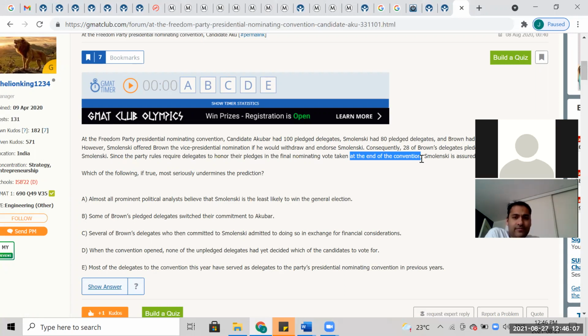Yeah, that is what I'm saying. I mean, there is a kind of gray area here, right? Yeah. And I think so. Had they said some of Brown's unpledged delegates decided to give their commitment to Akbar or something, then it would have been a more straightforward and a meaningful question. Yeah. So you didn't consider this "at the end of the convention" an issue for you?